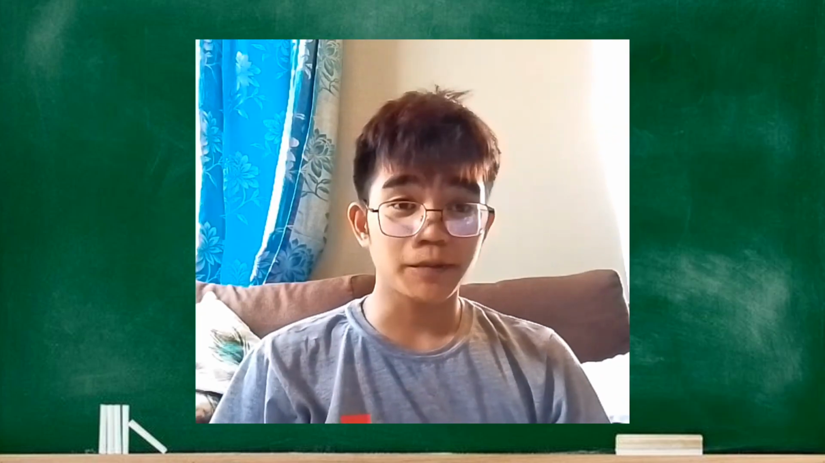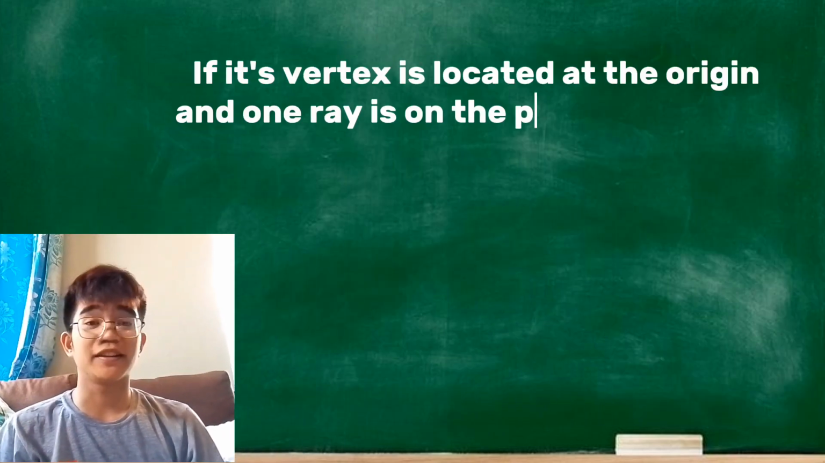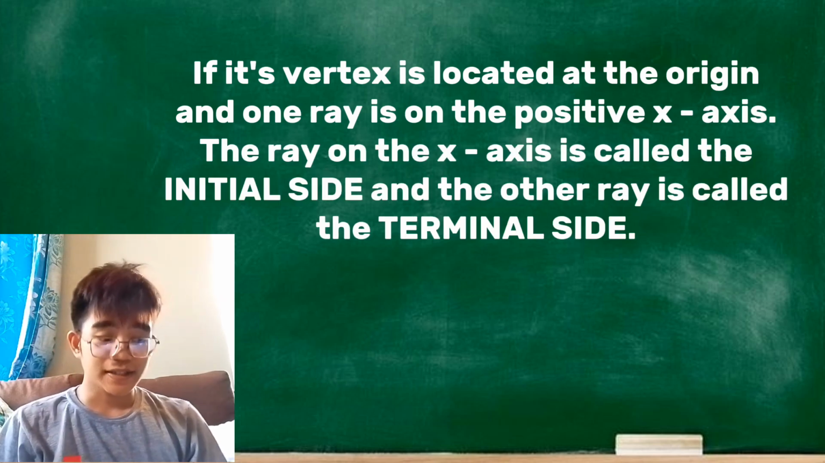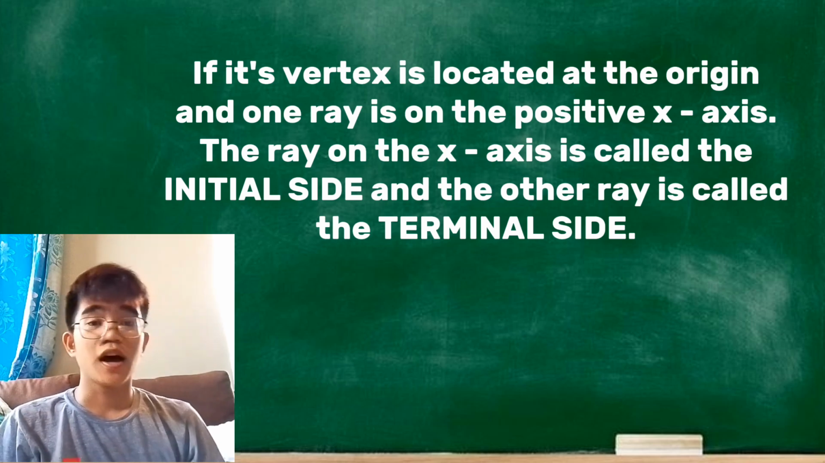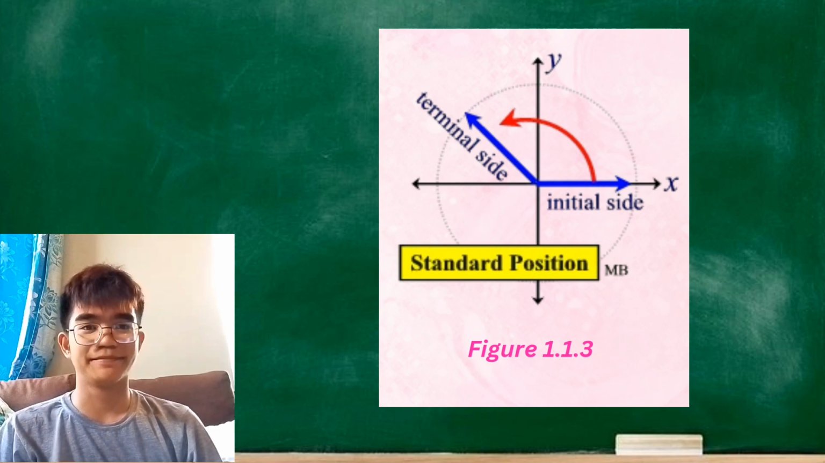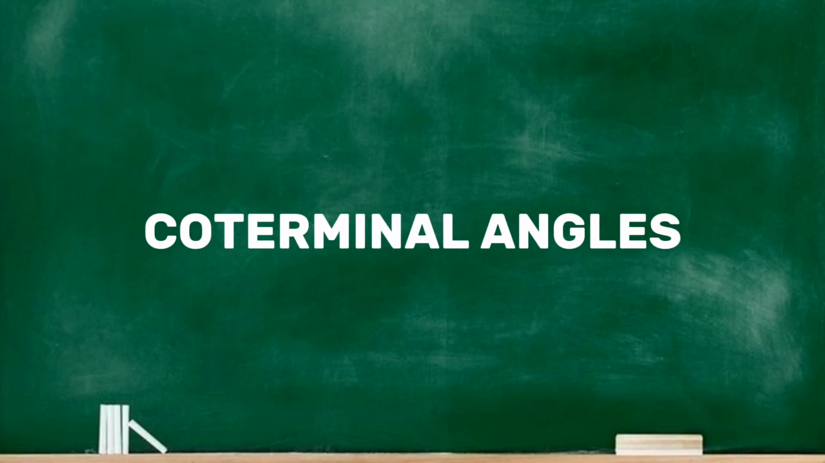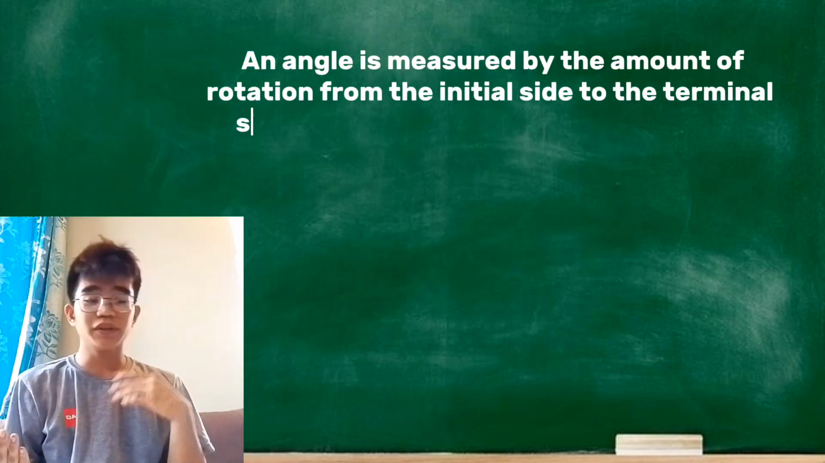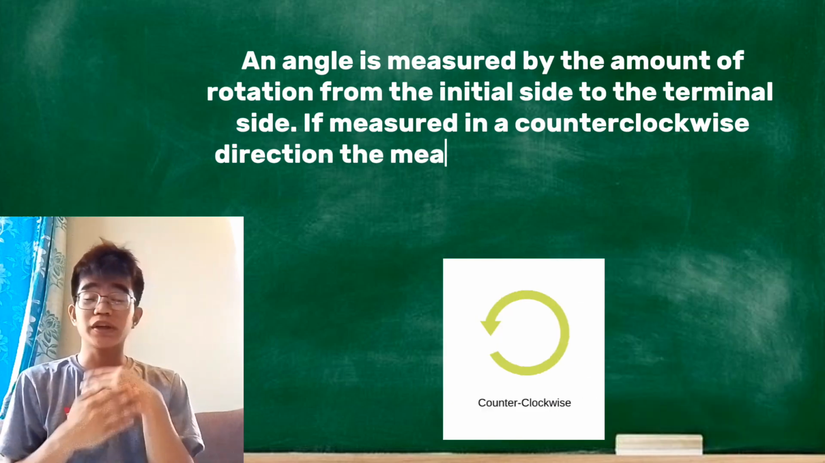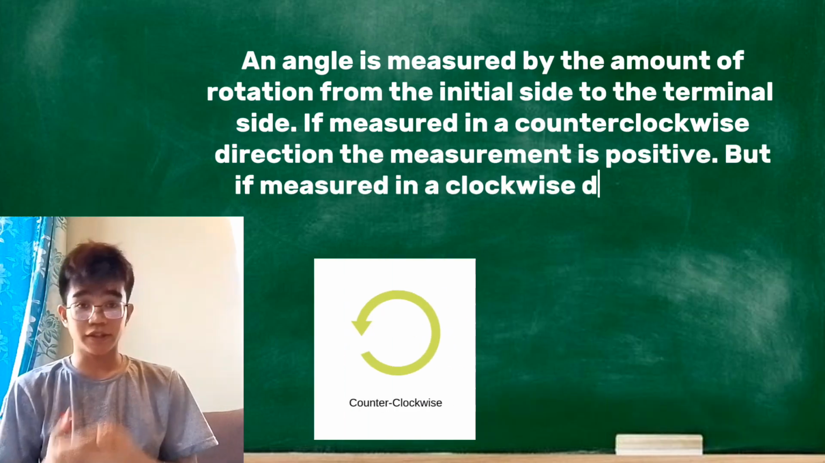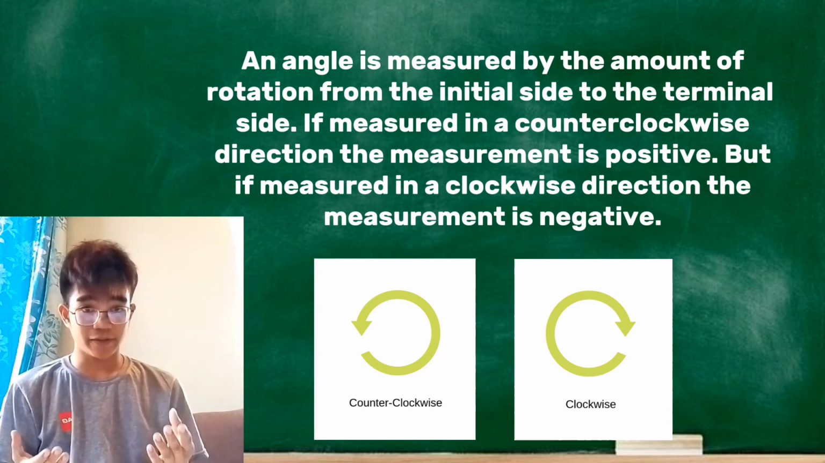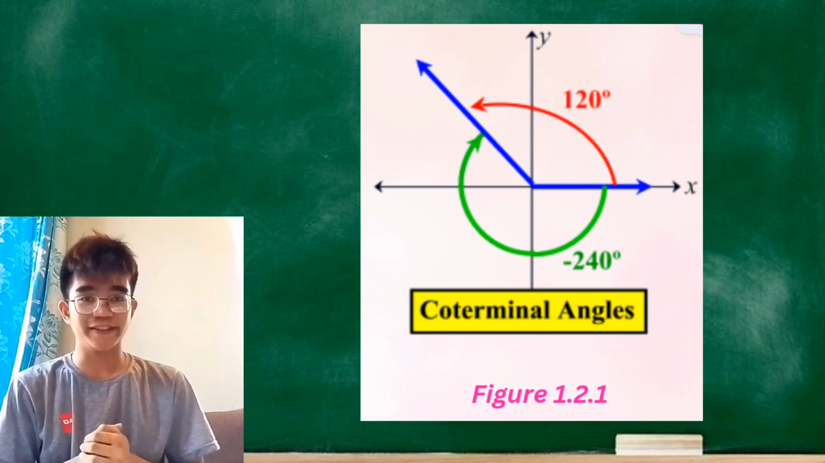An angle is in standard position if its vertex is located at the origin and one ray is on the positive x-axis. The ray on the x-axis is called the initial side and the other ray is called the terminal side, as shown in figure 113. An angle is measured by the amount of rotation from the initial side to the terminal side. If measured in a counterclockwise direction, the measurement is positive. But if measured in a clockwise direction, the measurement is negative, as shown in figure 121.